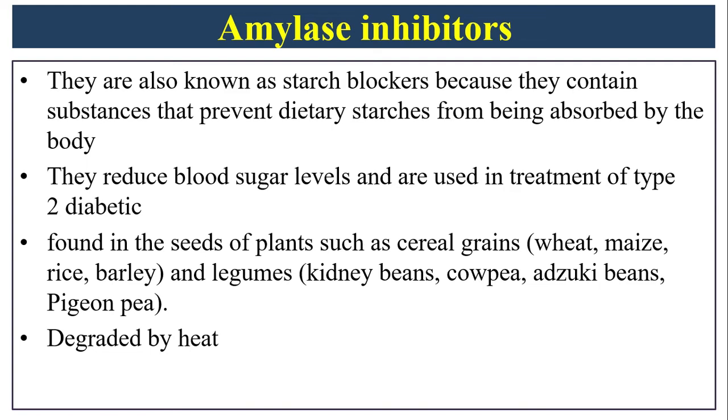Next, amylase inhibitors. Amylase inhibitors are also known as starch blockers because they contain substances that prevent dietary starches from being absorbed by the body. They reduce blood sugar levels and are used in treatment of type 2 diabetes. It is found in the seeds of plants such as cereal grains, wheat, maize, rice, barley, and legumes like kidney beans, cowpea, adzuki beans, pigeon pea. It is degraded by heat.